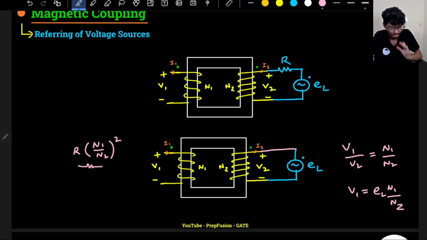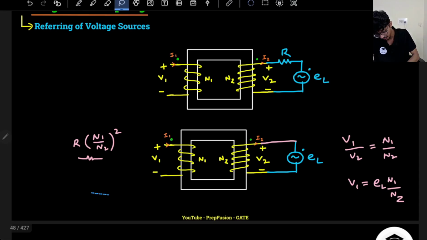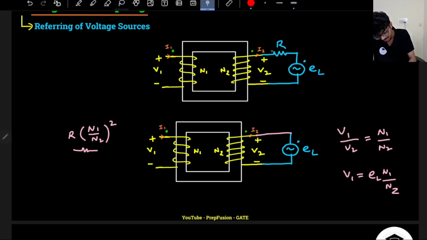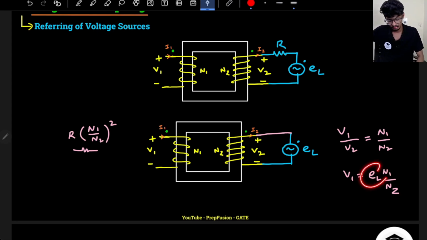Any voltage source will just follow this ratio. So impedances will be squared and voltage sources will not be squared. This is also the destination turns divided by the source turns, into the initial value. But here I don't have any square. For impedance I had a square, but for voltage sources I did not have any square. That is how you refer any voltage source. So if you want to verify whether this is correct or not, how will you verify this?